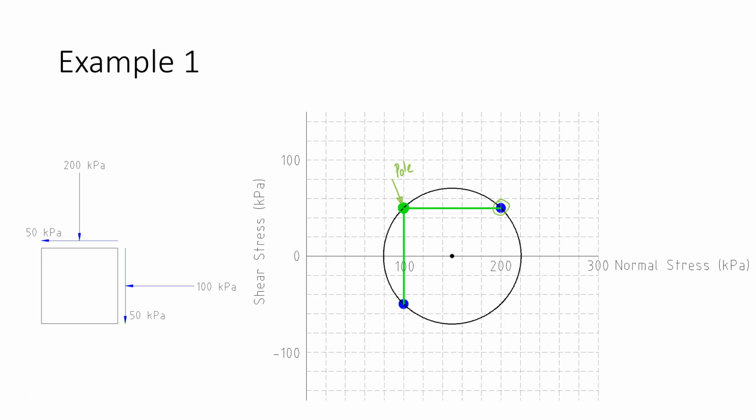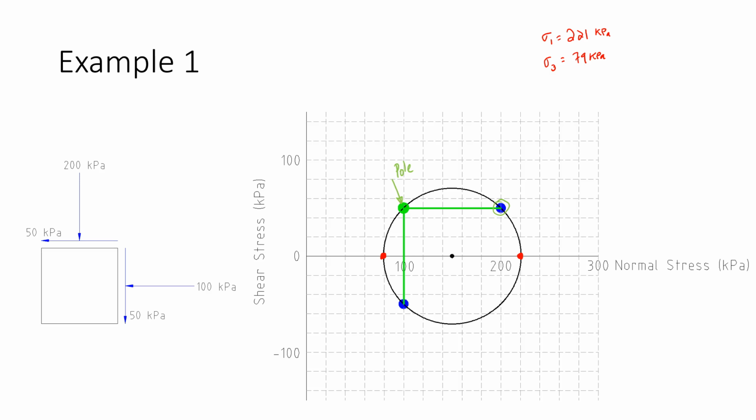Now, in regards to the major and minor principal stresses, by observation, we can locate the major principal stress. The major principal stress is the largest normal stress. It's a point where there are no shear stresses acting. And the minor principal stress is the smallest principal stress. Because I drew this up on CAD, I know these points. The major principal stress is 221 kPa, and the minor principal stress, which I'll label sigma 3, is 79 kPa.